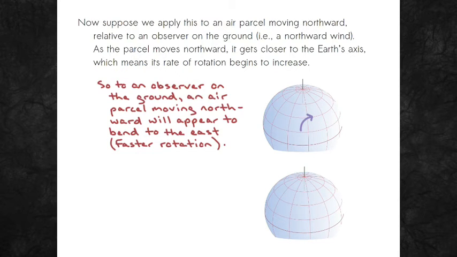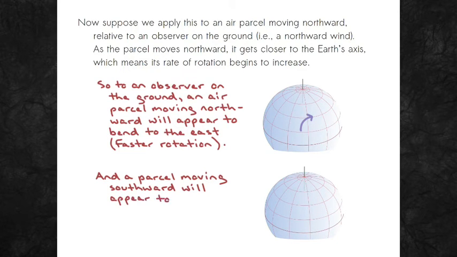And of course, if we had the opposite, if we had an air parcel that was moving southward, then in that case, it's moving away from the axis, and so it's actually going to rotate more slowly. And rotating more slowly looks like it's falling behind towards the west. So that's the opposite case. A parcel that moves southward will appear to be bending off towards the west, which in reality just means it's rotating more slowly than the Earth about the axis.